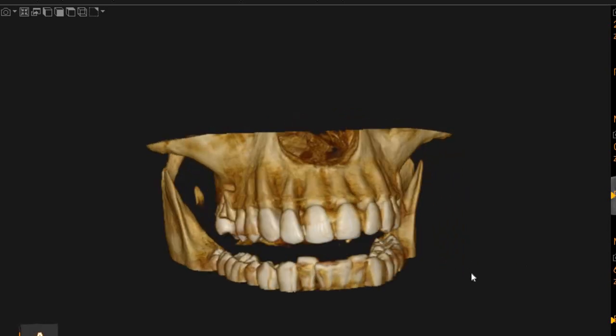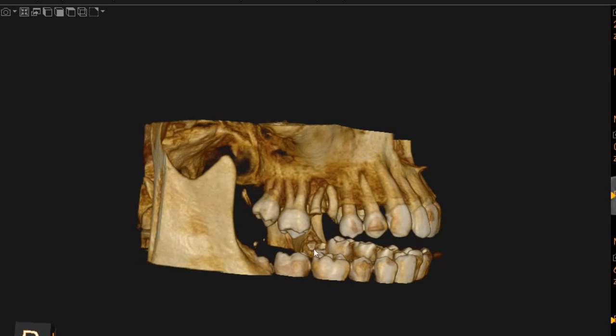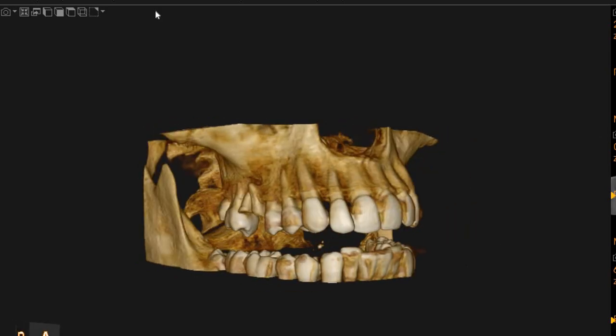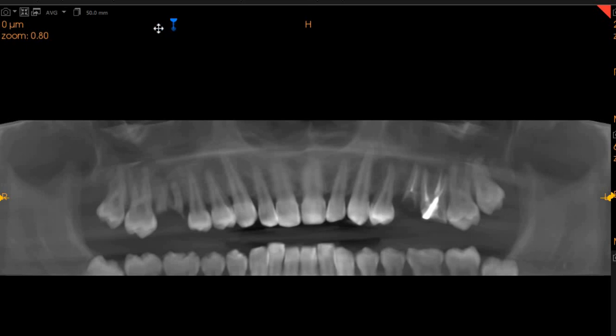This is the CBCT of the patient that you have requested. The area of interest is 16, 25 and 26 for the implant placement. Since this is a partial CBCT requested by the doctor, we only concentrate on the upper jaw.